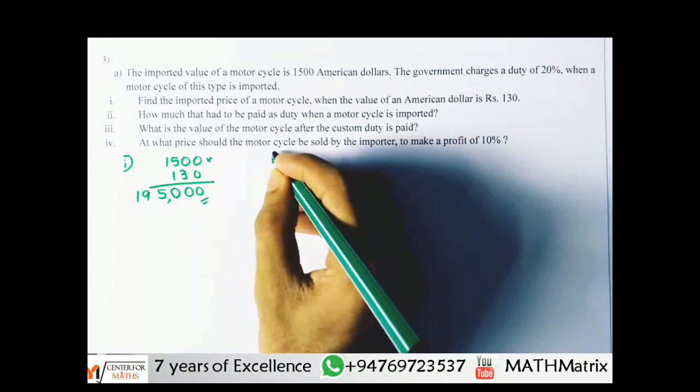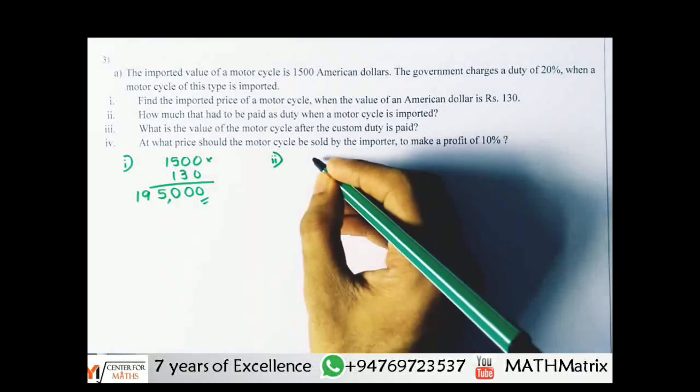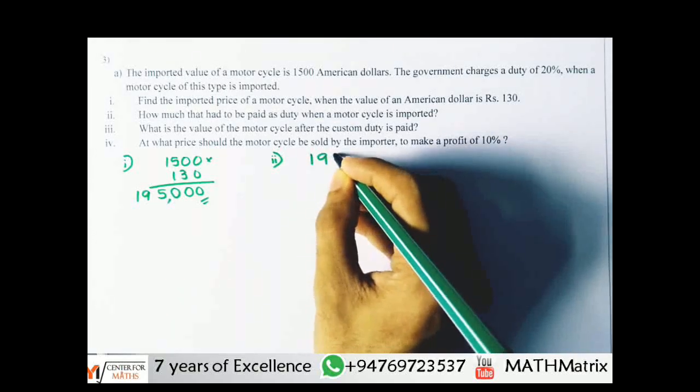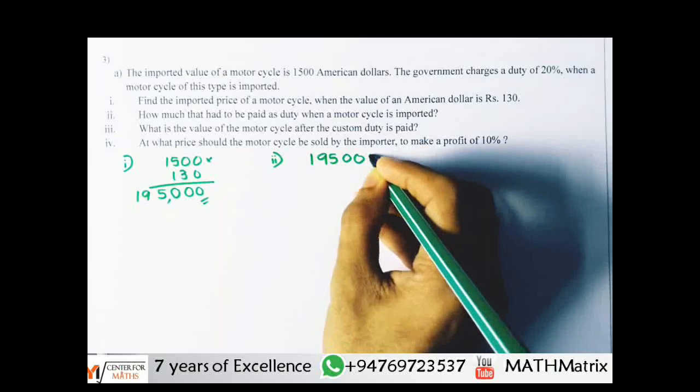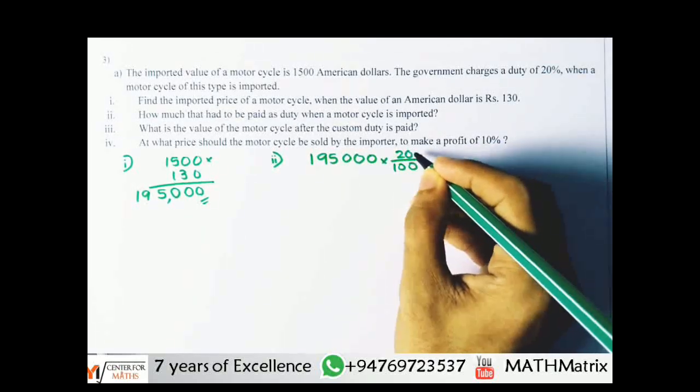And we'll move to the second one, Roman number 2. How much has to be paid as duty when a motorcycle is imported? Okay, right. So they're asking us to find the tax. So how to find the tax? Just 20%. That means they have to pay 20% as tax. 1,95,000 rupees, we have to multiply this by 20%. So now we'll get the answer.